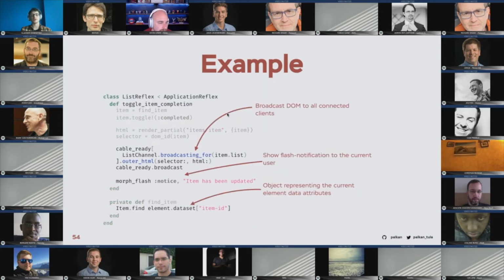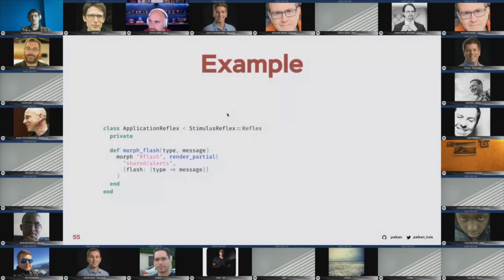Within this method, we can do multiple things. We can use CableReady to broadcast changes to everyone. So we can send so-called morphs just for this particular user. And for every action, we have access to the context, to the current element dataset information. So reflexes themselves are stateless, but with every action, we have an element dataset hash storing all the current DOM element data attributes. So sending a morph could be done similarly to rendering partials, for example. We use a special method, we define a target selector, and that's it. It's going to be updated on the page for this particular user.